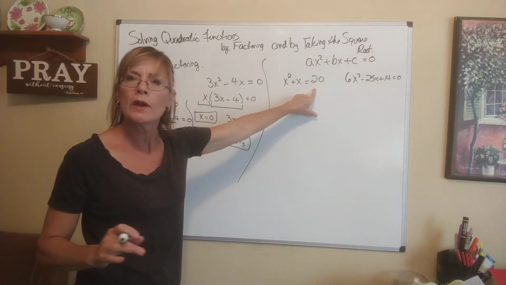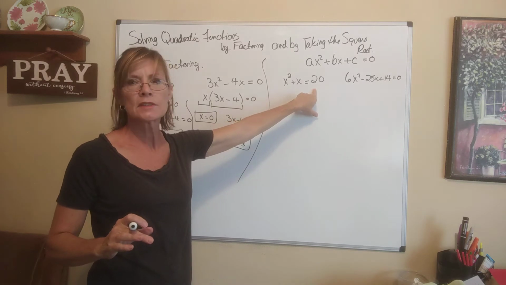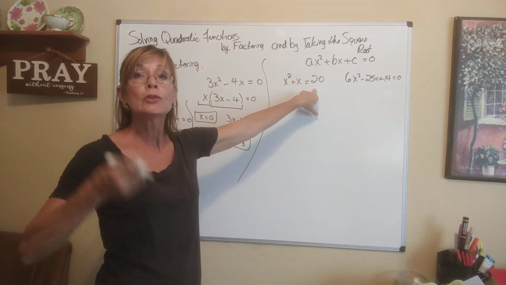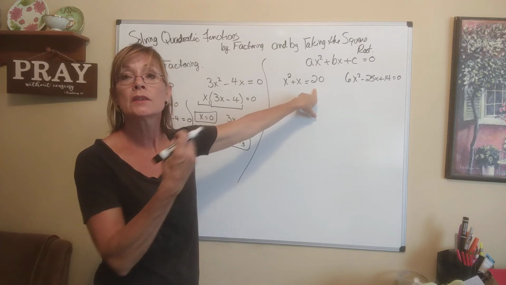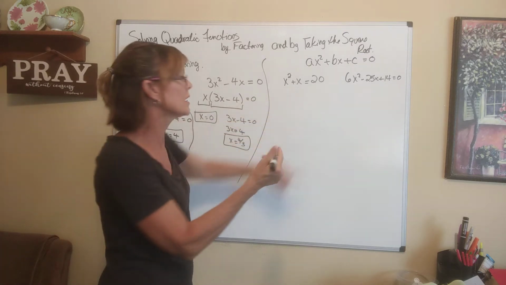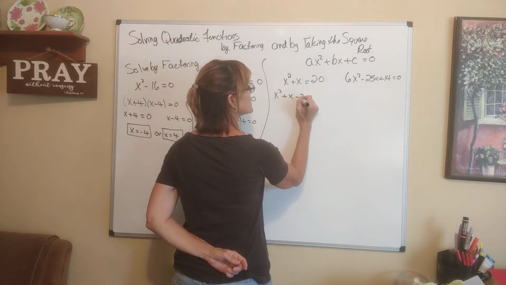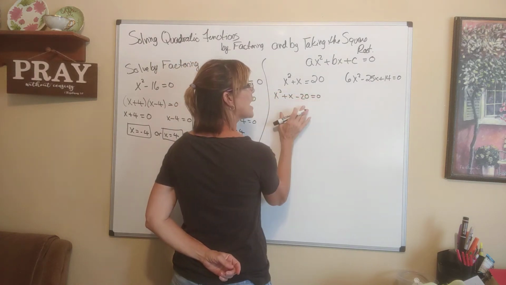Do you see I've got a 20 over there? I do not have a special rule about the number 20, although it's a very fine number. We do have a special rule about 0. We need a 0 over there, so we need to subtract the 20. x squared plus x minus 20 is 0. Now we're going to solve.